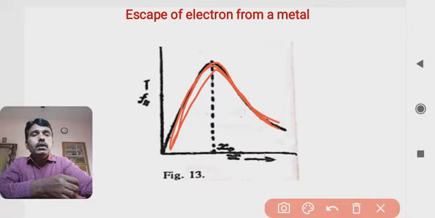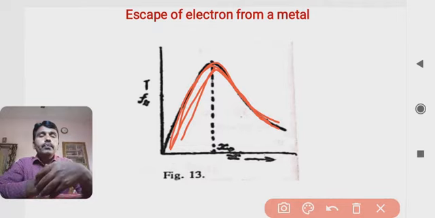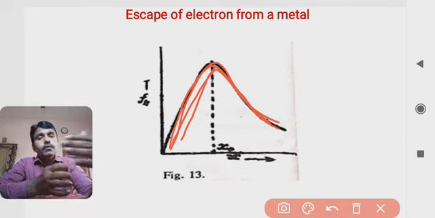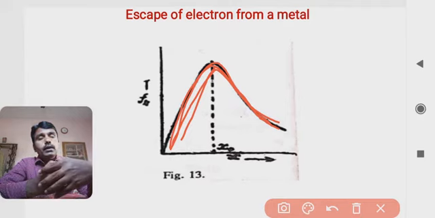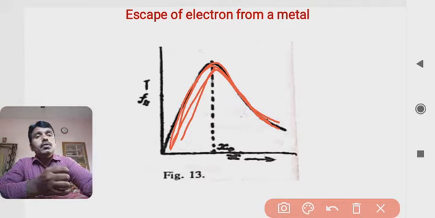It goes on increasing and increasing, and it extends up to a certain limit. At that stage, a sufficient amount of energy is obtained by these electrons, and they become free from that surface area.